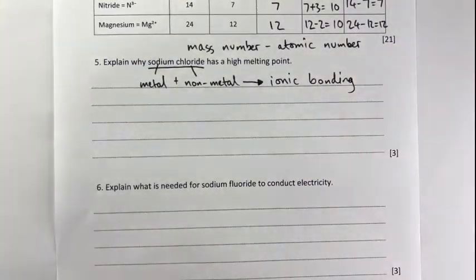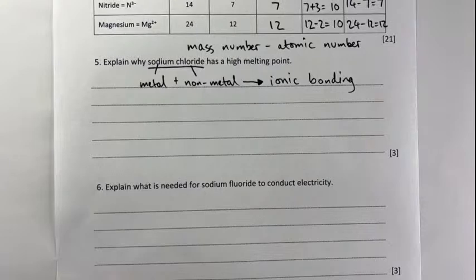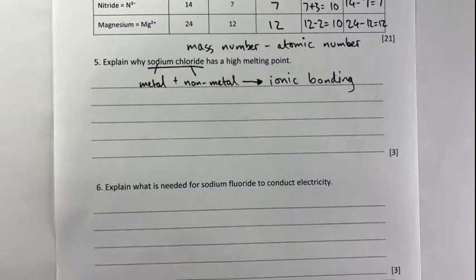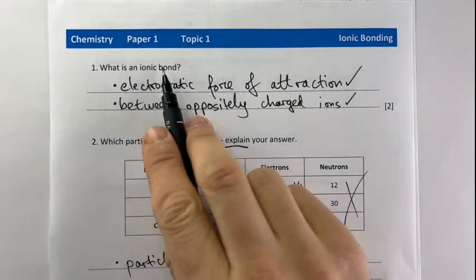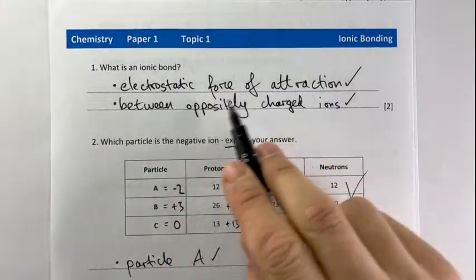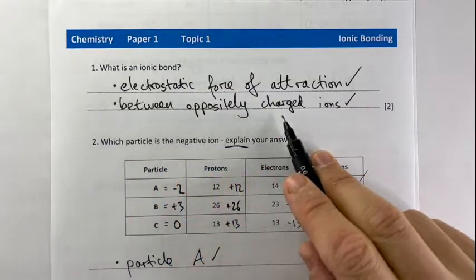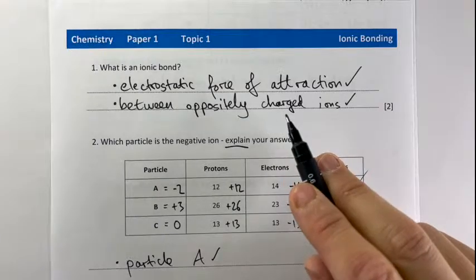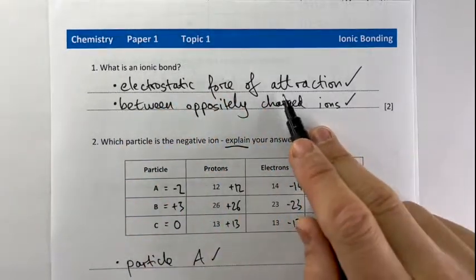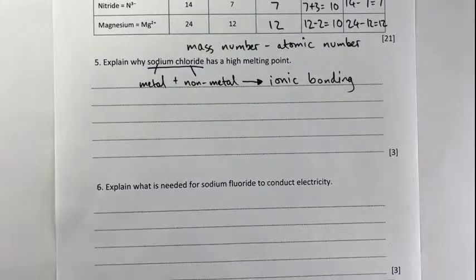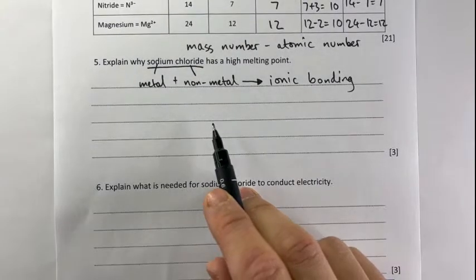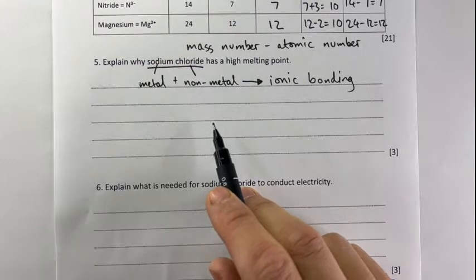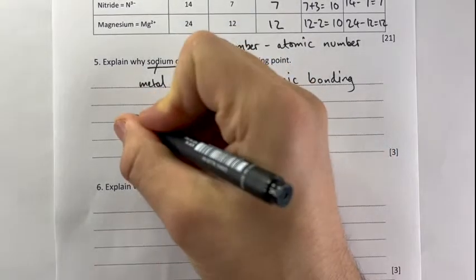Okay, ionic bonding. Now you need to know, if we go back to the original definition of what an ionic bond is, that in ionic bonding we have the electrostatic force of attraction between oppositely charged ions. This is why knowing the definition of this is so important, because it then allows you to answer this question and understand it properly. The language you need to use is this. I'm going to keep it super simple.